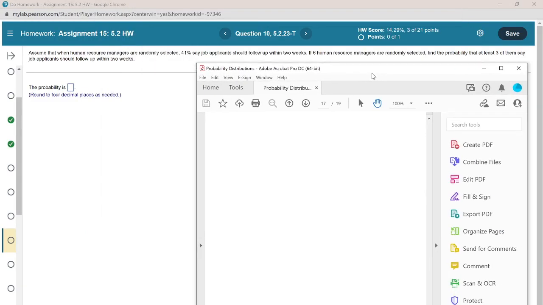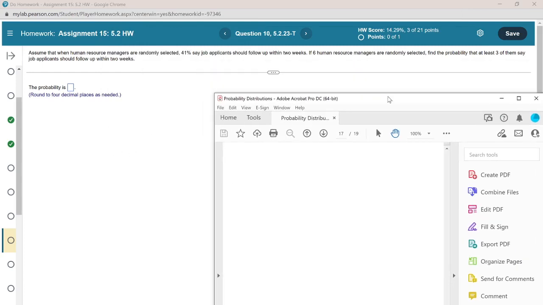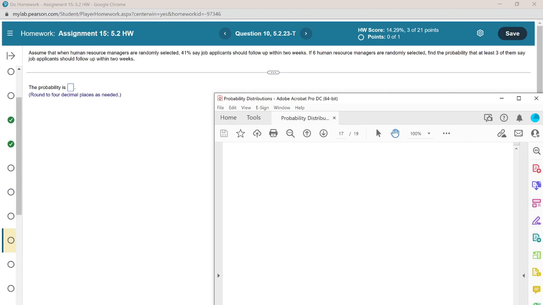In this problem, let's start with Excel. First of all, let's summarize the information we are given. Assume that when human resource managers are randomly selected, 41% say job applicants should follow up within 2 weeks. If 6 are randomly selected, find the probability that at least three of them say job applicants should follow up within 2 weeks. So we would like to find the probability of success X when X is at least 3. At least 3 means X should be greater than or equal to 3.